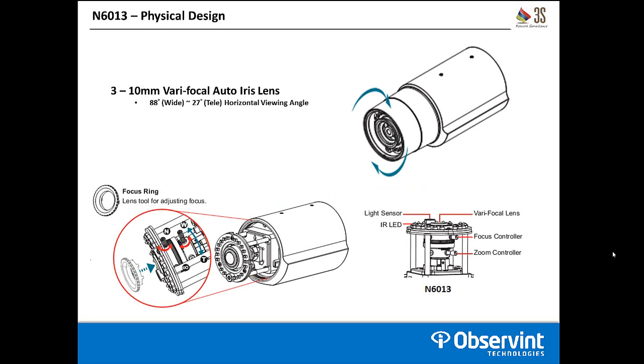It is varifocal with a 3 to 10 millimeter varifocal auto iris lens. At the widest 3 millimeter, you're going to get 88 degrees in terms of your viewing angle. At the 10 millimeter setting, you'll narrow that down all the way to 27 degrees.